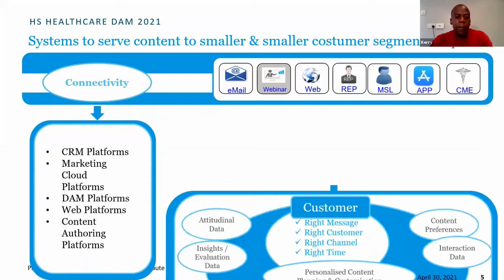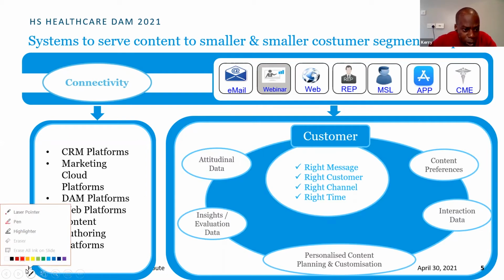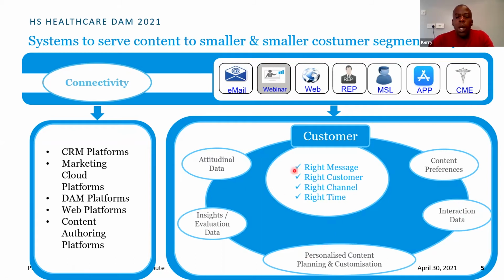Second is, as we are developing all of this content, at the end of the day, I'm just going to try to find my laser pointer, voila. What we want to do is deliver that content: right message, right customer, right channel, right time. That's all we want to do. And we want to have the content preferences, get the interaction data coming back, the personalized content, of course, because we need better systems to cope with smaller and smaller segments of people. And of course, all of this attitudinal data.